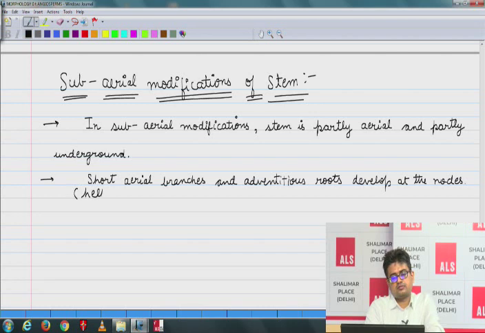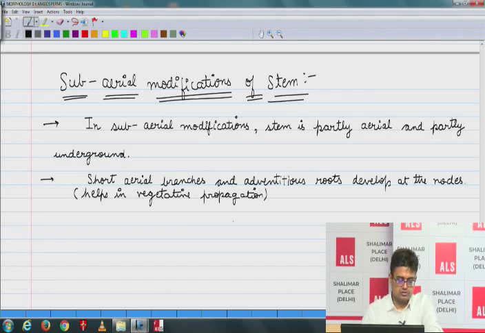Helps in vegetative propagation. So there are some modifications here also. We will talk about runner. First of all, runner is very important, and there is a question that is asked: what is the difference between runner and stolon? Okay. So there is a small difference.